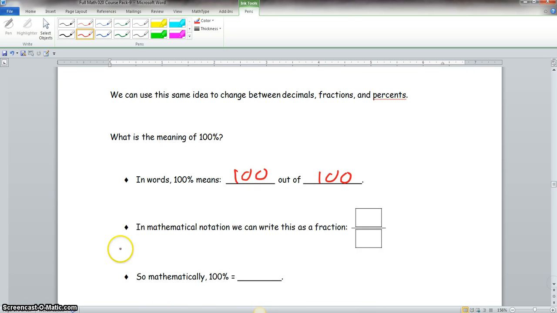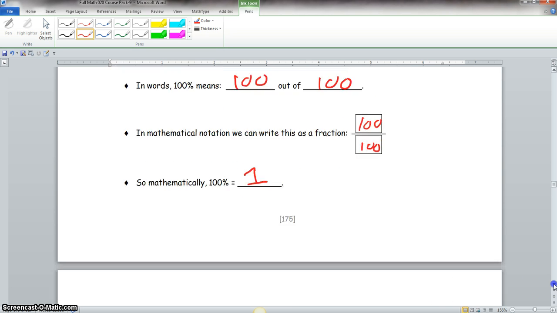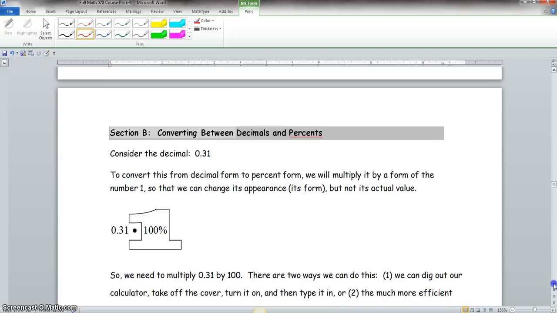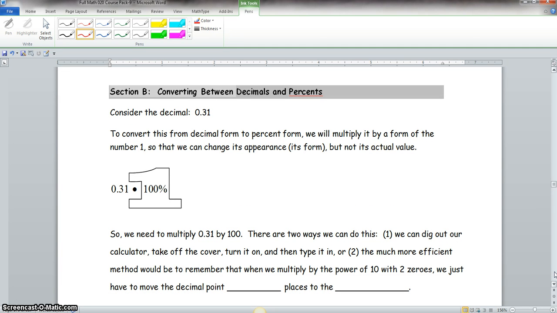Now, we could rewrite this in mathematical notation as a fraction. 100 out of 100 is 100 divided by 100. So mathematically, 100% is equal to 1. Now we go to section B. It says converting between decimals and percents.